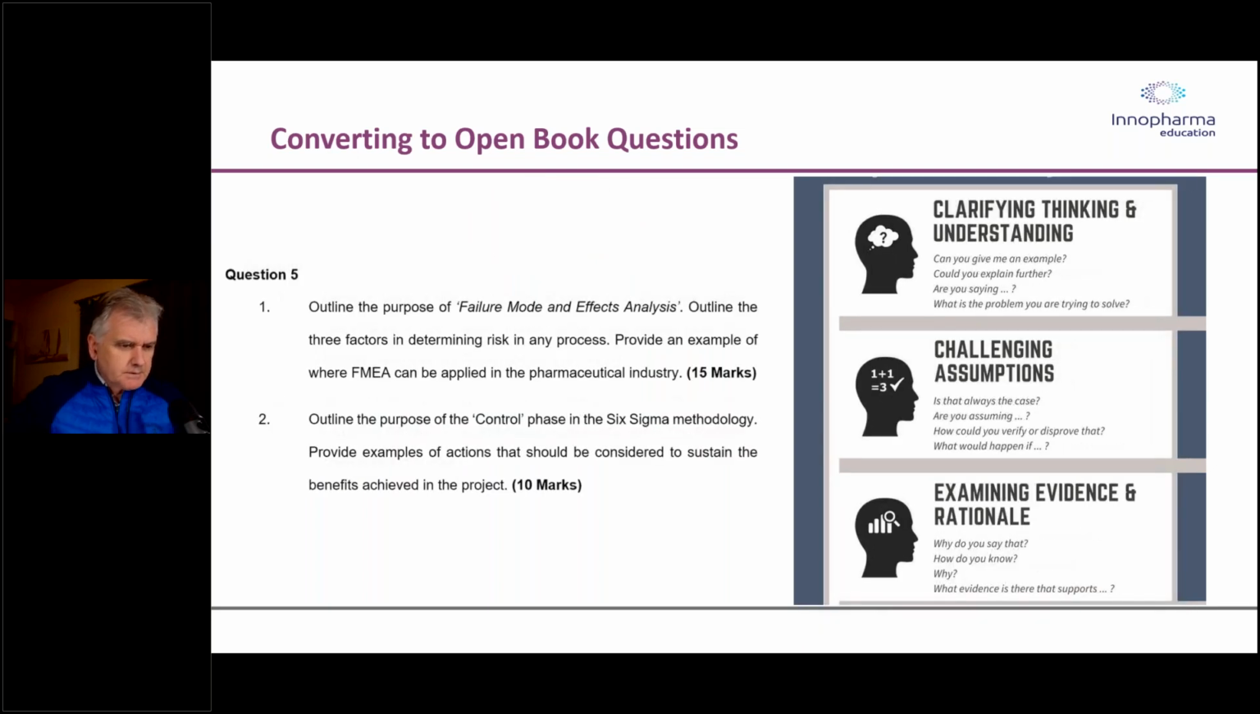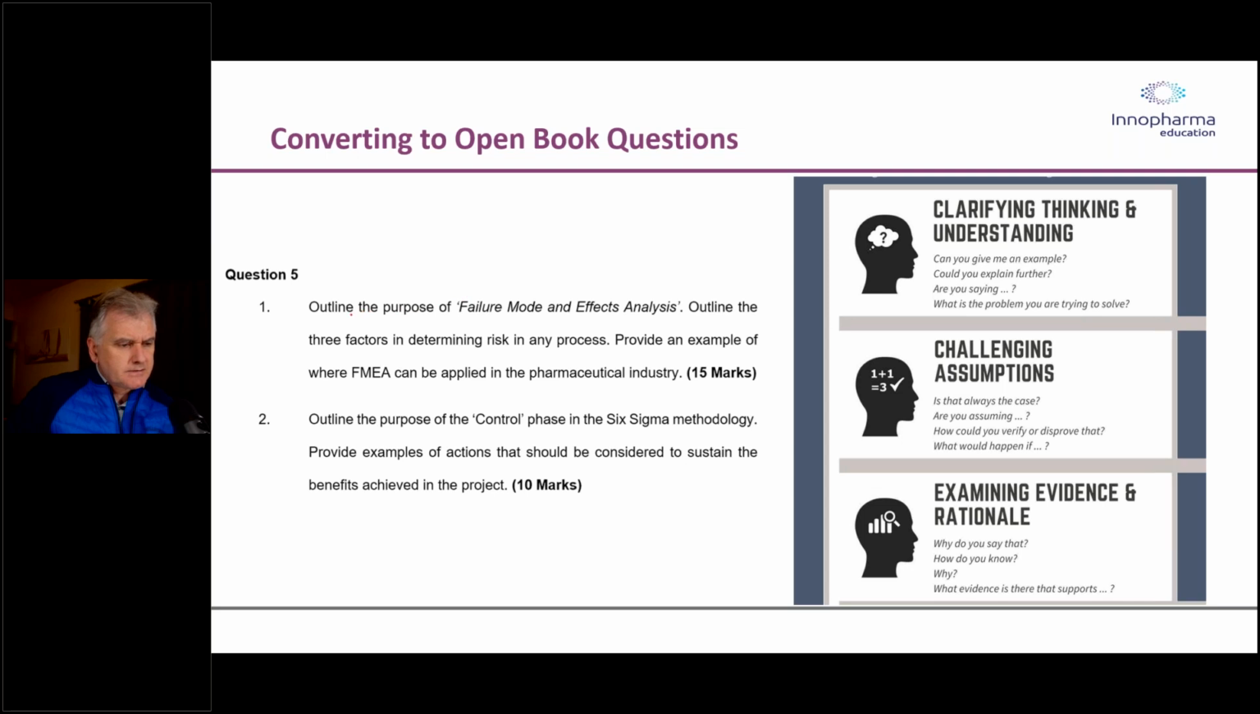Okay, I think we've one more, and then what we're going to do is just look at some more papers. These are all coming from the last 2 years' papers anyway. Outline the purpose of failure mode effect analysis. Outline the 3 factors in determining risk in any process. I make life too easy for you. Provide an example of where FMEA can be applied in the pharmaceutical industry.